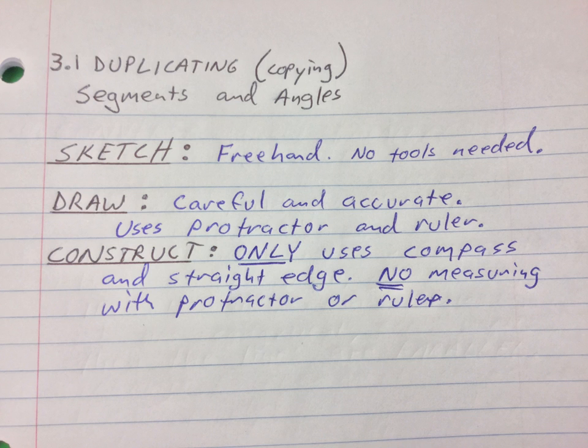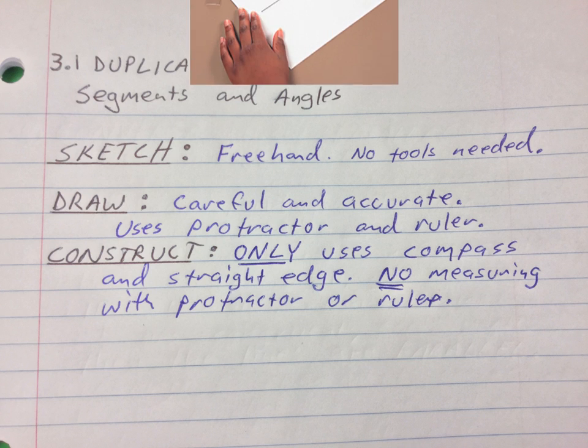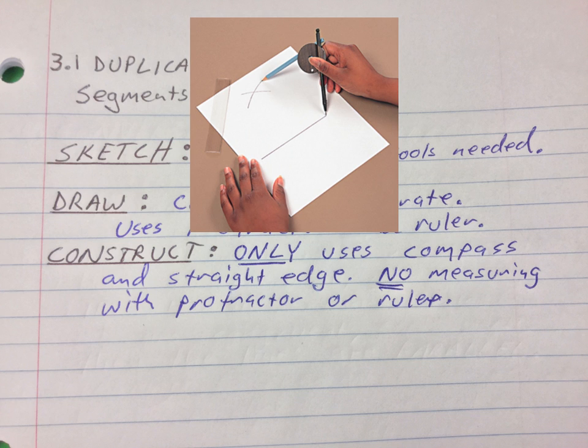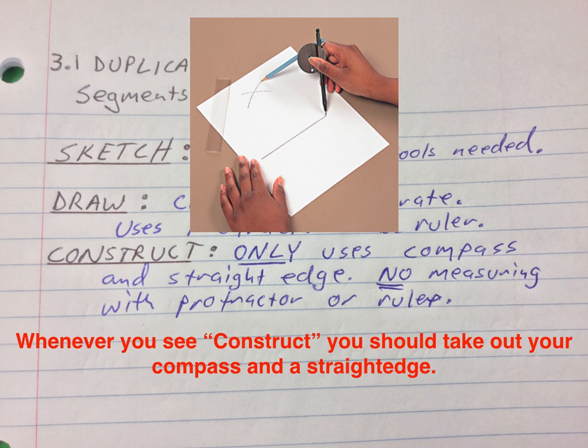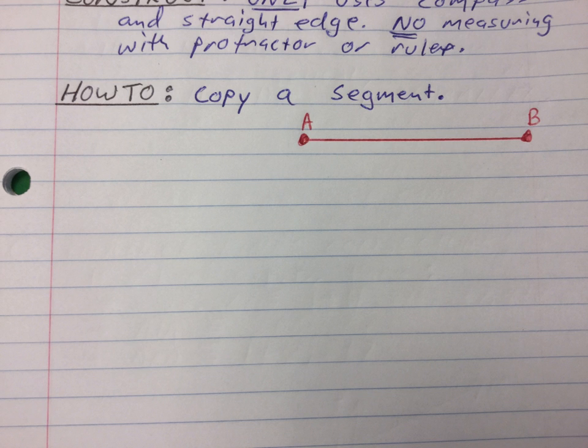Now, when we use construct, we mean we're only using compasses and straight edges. No measuring. You can't use a protractor, you can't use a ruler. You're only using a compass to produce arcs, and a straight edge to produce straight lines. So again, whenever you see that word construct, that's a cue for you to take out your compass and straight edge. By the way, this is a cue for you. If you don't have those items out right now, take out your compass and a straight edge, or talk to Mr. Kingsbury and borrow one.